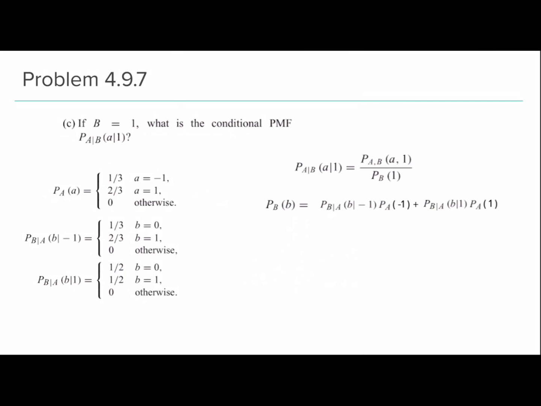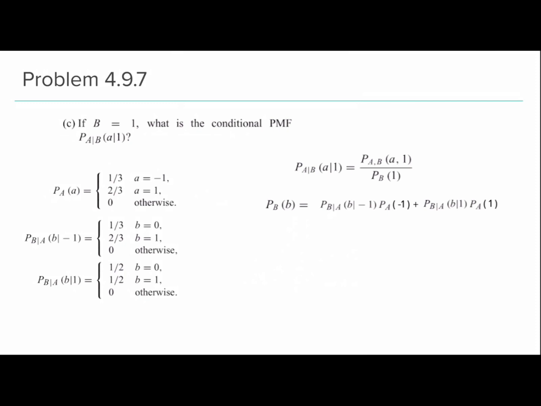So the joint PMF we have already found in the first part, and now we basically have to find the PMF of B, and the PMF of B can be found using the probability definitions that were given in the question. If you think of the theorem of total probability, then P of B will be equal to the summation over all possible values of A of P of B given A into P of A, right?